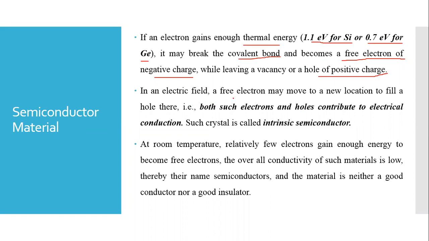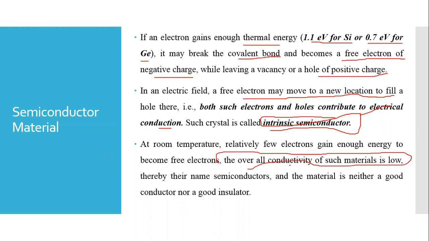So in the electric field, a free electron may move to a new location to fill a hole there, and both such electrons and holes contribute to electric conduction. And this is known as intrinsic semiconductor, or we can say pure semiconductor without any impurity. At room temperature, relatively few electrons gain such energy to become free, and overall the conductivity is low. So for pure or intrinsic semiconductor, conductivity is low.